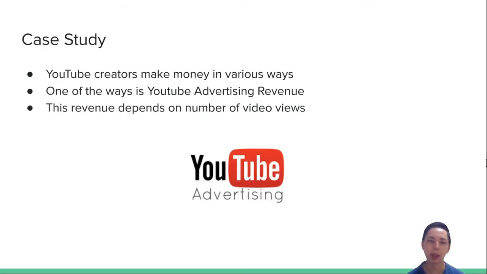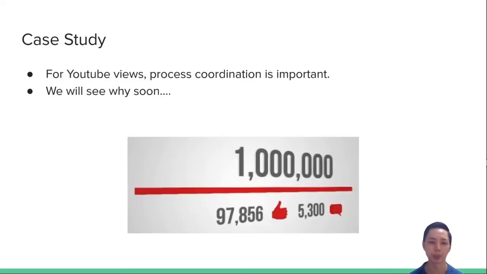Now, why is this case study important, and how does it relate back to process coordination? YouTube creators make money in various ways, but one of the ways is YouTube advertising revenue. And YouTube advertising revenue is dictated by the number of views. So the more views that you get, the more revenue that you get. So in YouTube view calculation, coordination of processes is important, and we will see why soon.